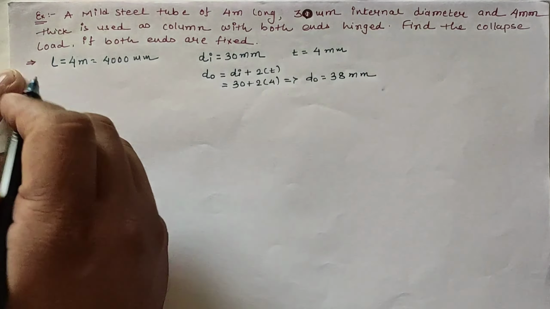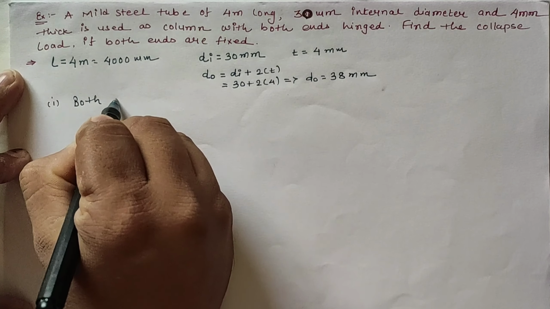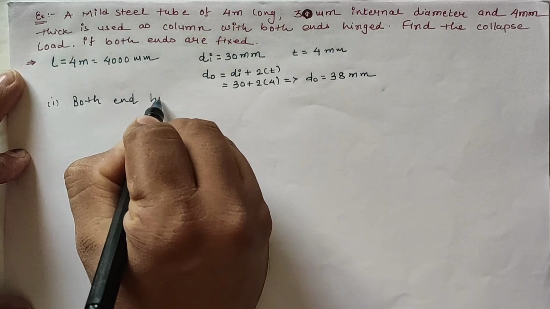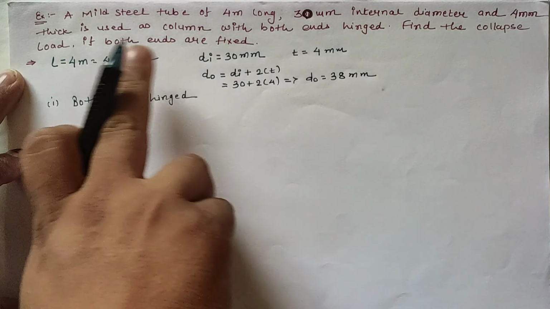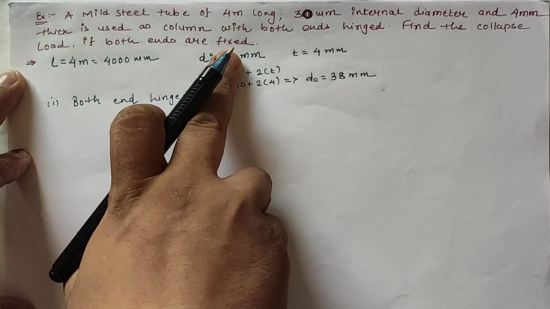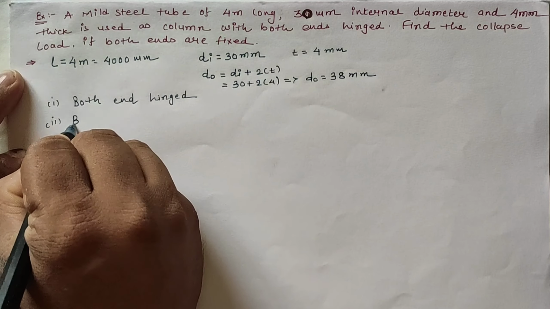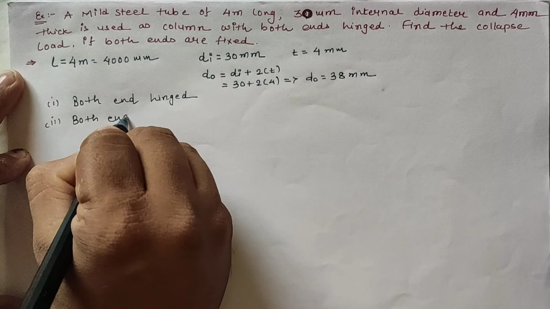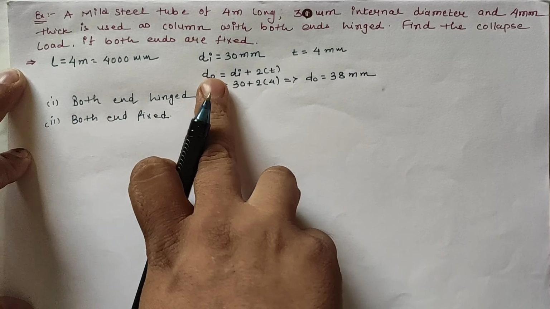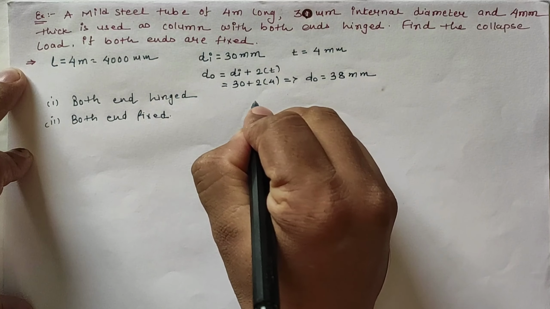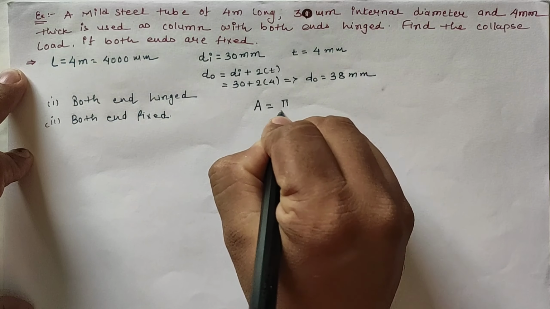We have to calculate the collapse load of the column with both ends hinged. So the first case is the column having both ends hinged condition, and we have to calculate the collapse load for both ends fixed. The second condition is given as both ends fixed.